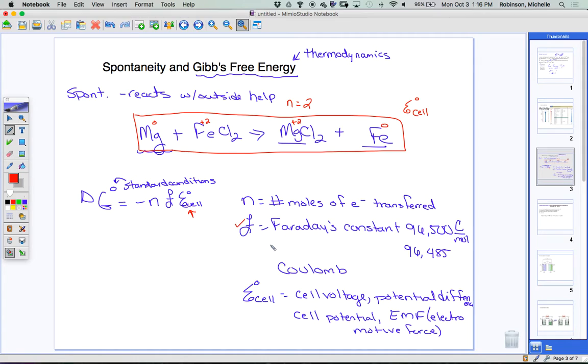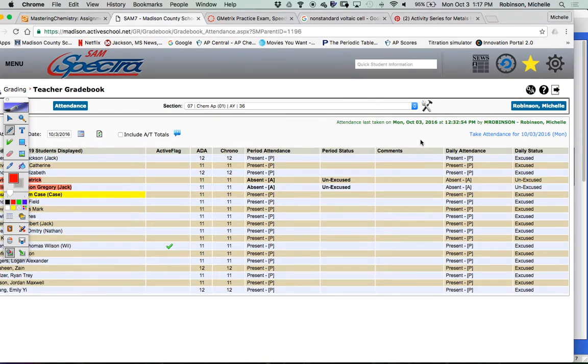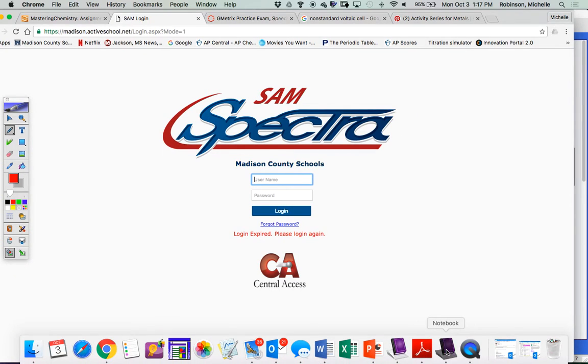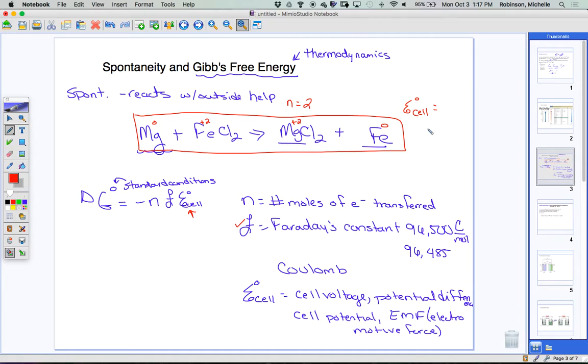F is down here, it's a constant. How are we going to find E of the cell? Same way you always have, right? The table, exactly. So which one's the cathode? The cathode is what's reduced. So iron is the cathode. So what's its voltage?